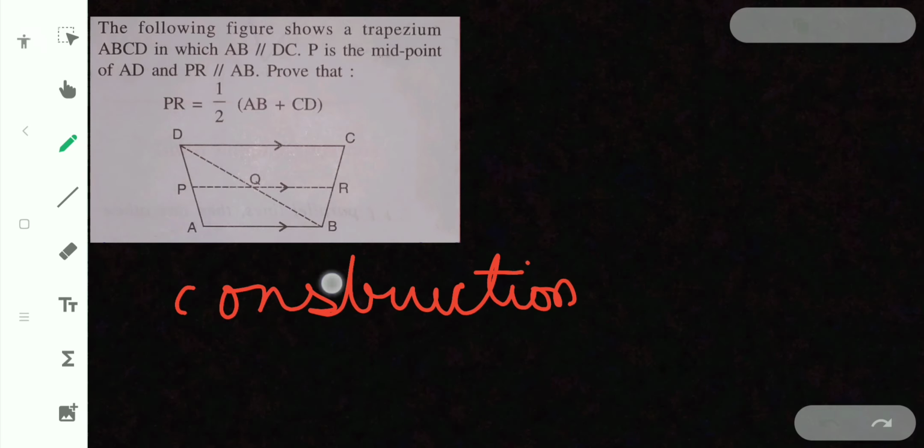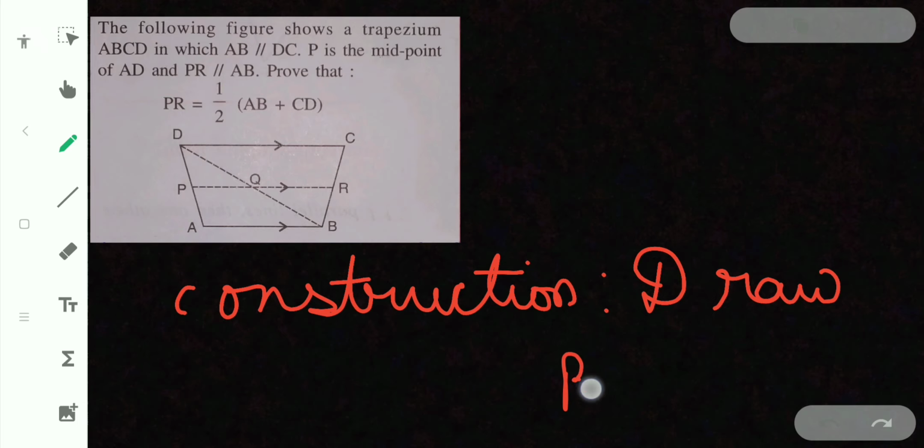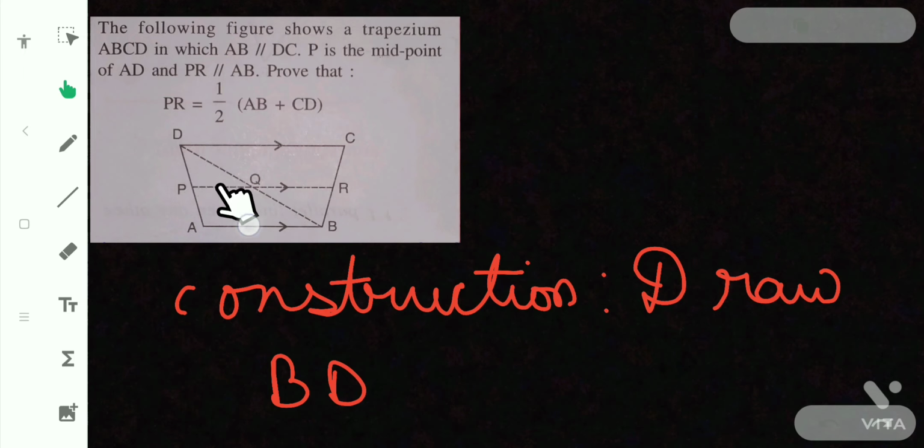Okay. Now here we have to draw a construction. So a construction is, you can see in the question itself. Question that draw BD. Draw BD. So here you can see this line I have drawn. So why I have drawn is in order to get the triangles, and then we will get the problem solution easily.